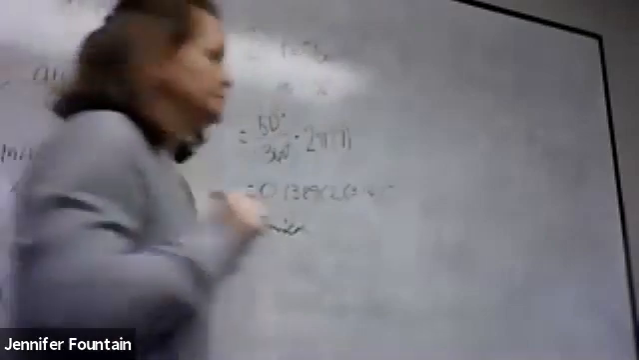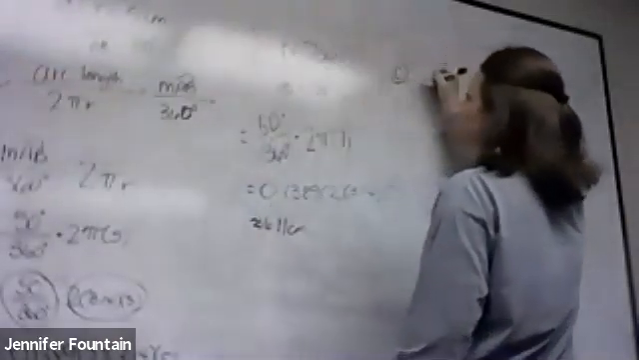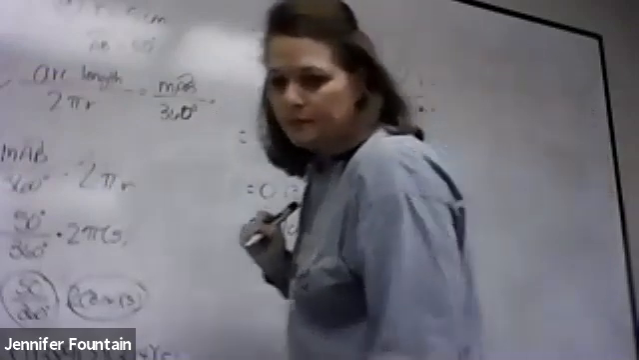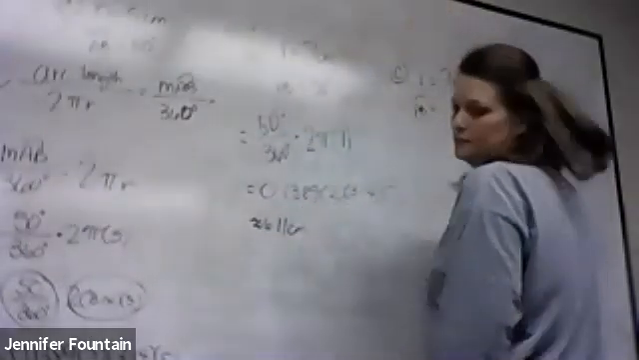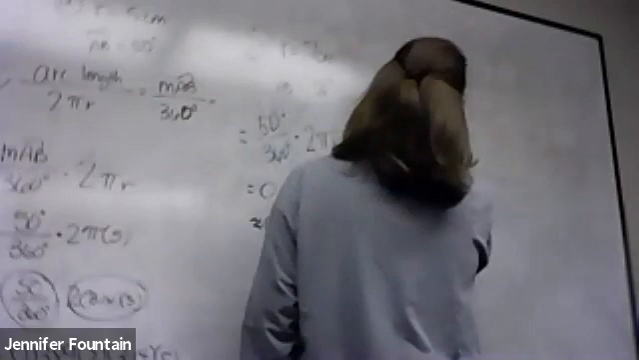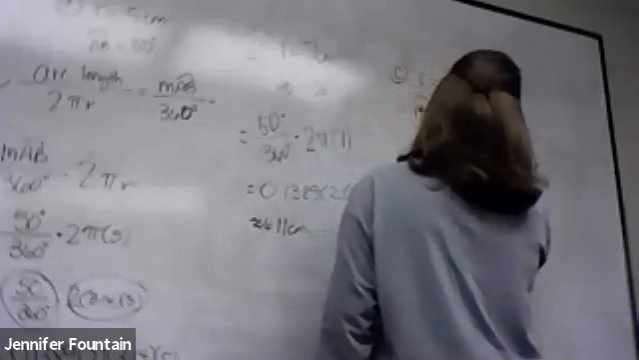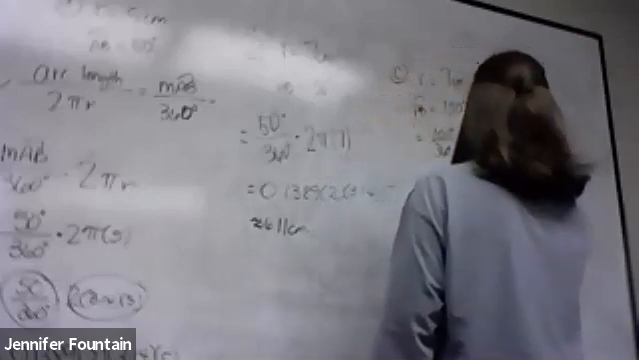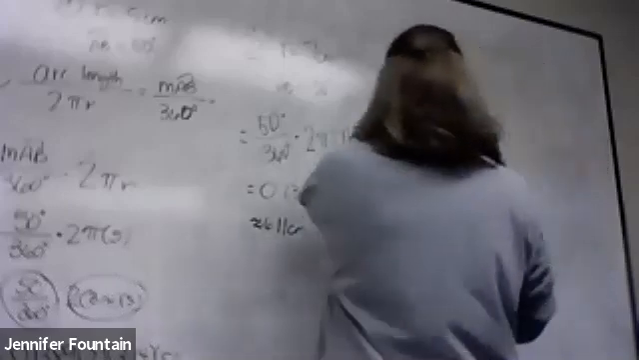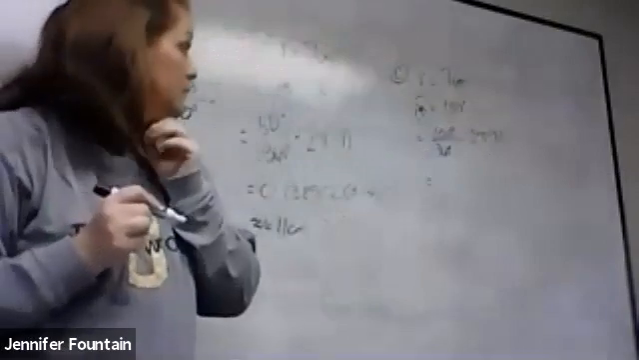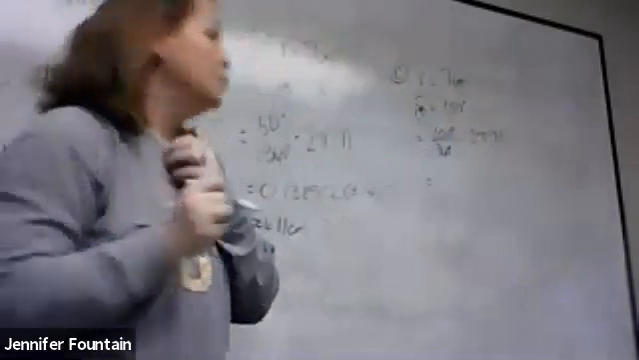Now let's look at letter C. What do I have in C? What is my radius? Radius is equal to 7 centimeters. And what is EF equal to? 100 degrees. So I'm going to have 100 degrees over 360 degrees times 2 times pi times 7. What is 100 divided by 360? 3.6.